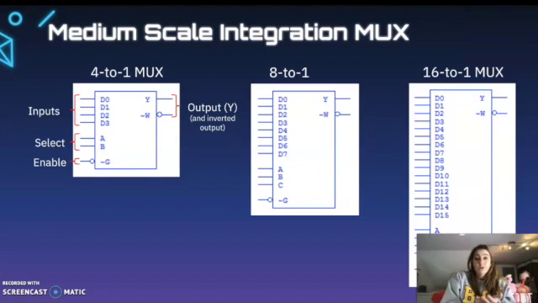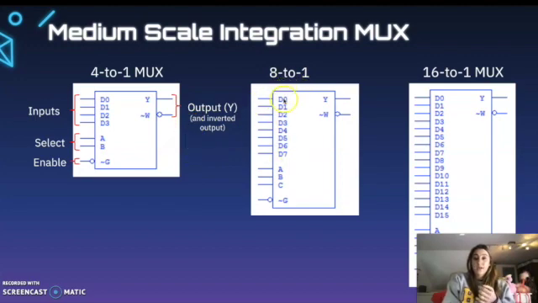So medium scale integration for MUX is that 4-to-1. You saw an example of that already. So we have our 4 inputs, and then we have our select channel, and then we have an enable down here at the bottom. And then we have our final output and an inverted output as well.